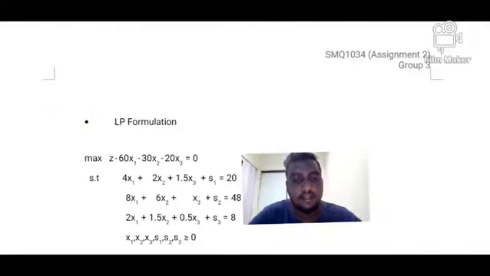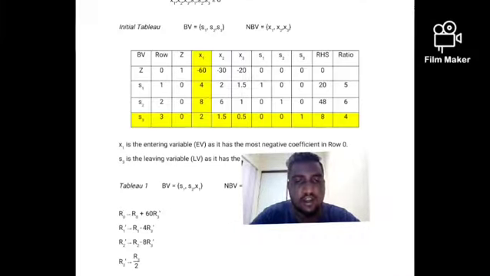So this is our initial table. Our basic variables are s1, s2, s3, and non-basic variables are x1, x2, x3. Our BV, basic variables, are z, s1, s2, s3, in rows 0, 1, 2, 3. Then the columns are z, x1, x2, x3, s1, s2, s3, RHS, ratio. Hope you all can see that.